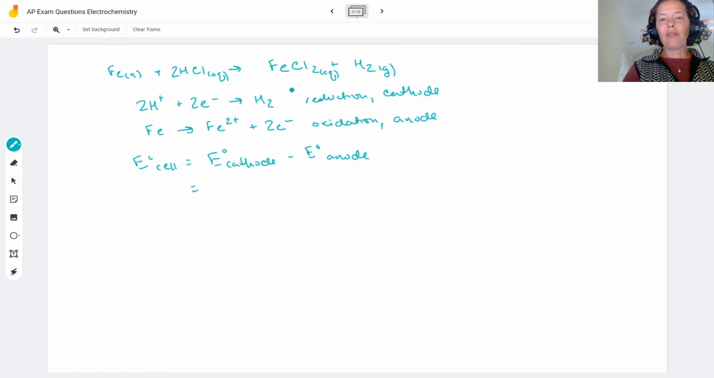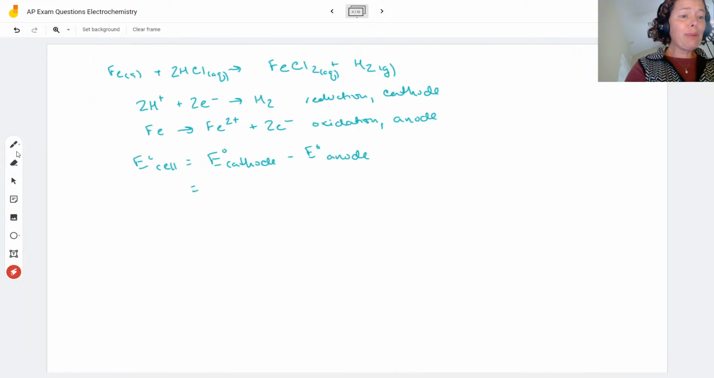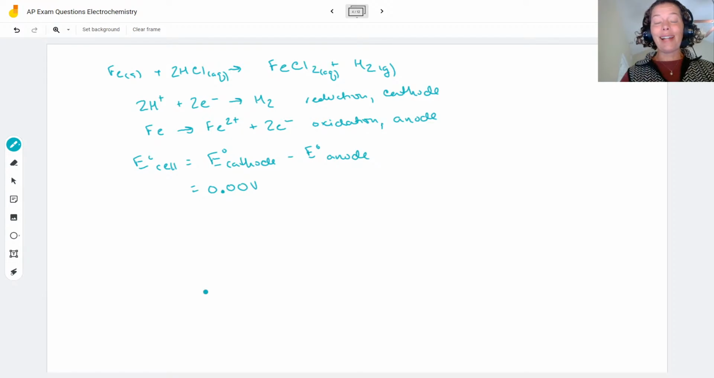So let's start with my hydrogen reduction. Going back to my table. Yep, hydrogen reduction. So you can see this is 0. So this is the standard electrode that we measure all of the other half reactions by. So it's not surprising that it is 0. That is called the SHE, standard hydrogen electrode. But that's fine. We can absolutely just plug 0 in here. So that is 0 volts. So don't panic if you see a 0. That's a valid value to put into this equation.